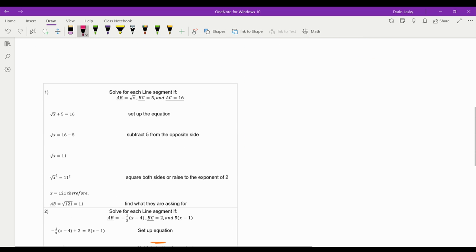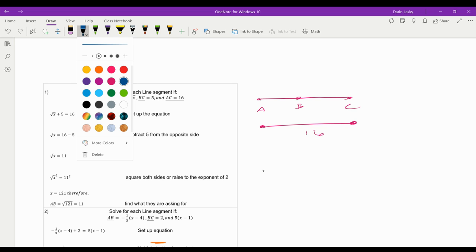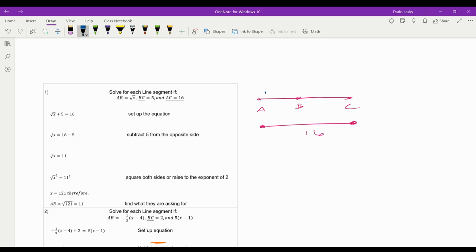So let's kind of move on here and let's go through the set of notes here. So if I draw my line segment off to the side like this, I've got A, I've got B, and I've got C. I know AC, the whole thing, is equal to 16. And then I also know that AB is equal to the square root of x and BC is equal to the square root of 5.